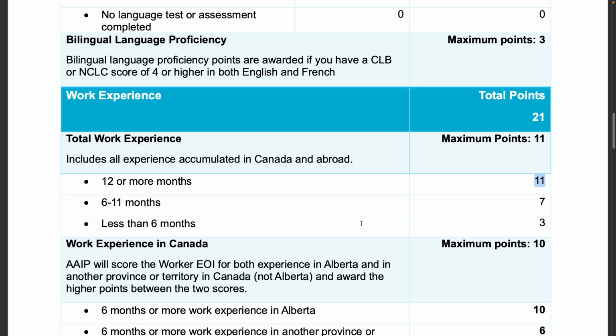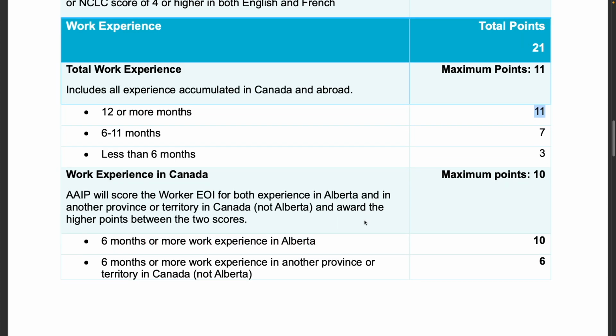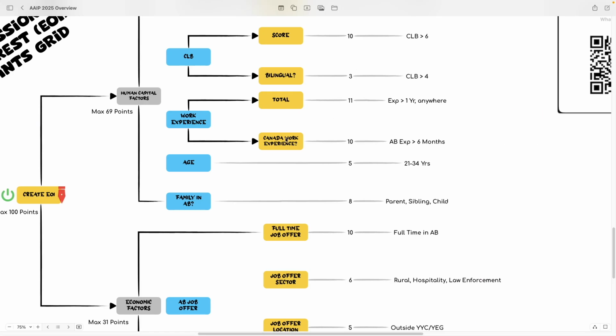Obviously, you need to provide documentation for that. And then if you have more than 6 months experience in Alberta, you get 10 points. If you have more than 6 months experience anywhere else other than Alberta, you get 6 points. So 10 points plus 11 points, 21 points you can score based on your experience.